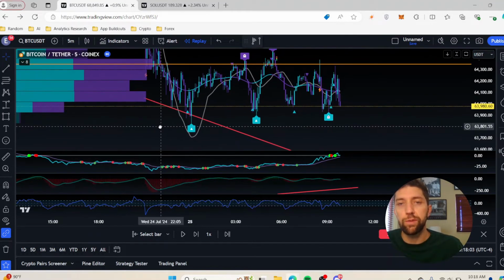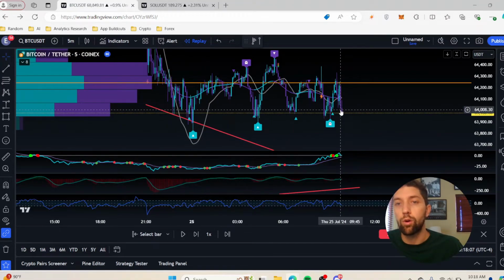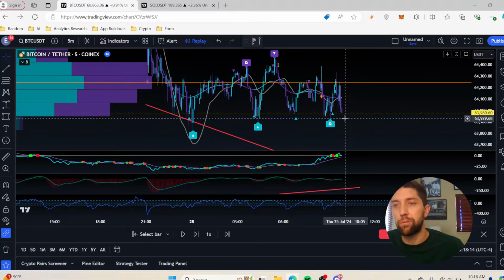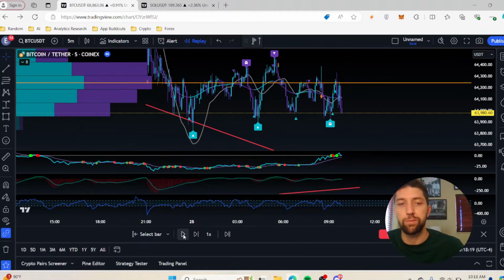This would have been the first sign for me that there could have been potential that this would have broken down or that we could have gotten into the point of an extreme move. So I would have started watching the snipers anywhere from about 63.9 and then watching to see how far this would pull down in terms of volatility.